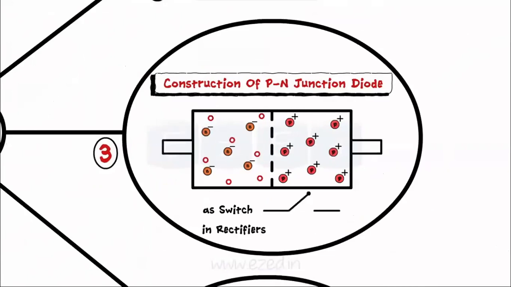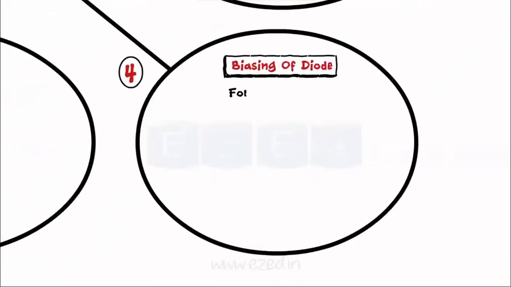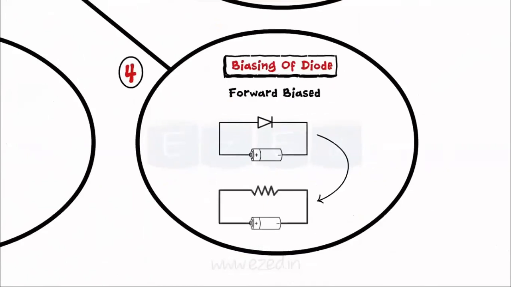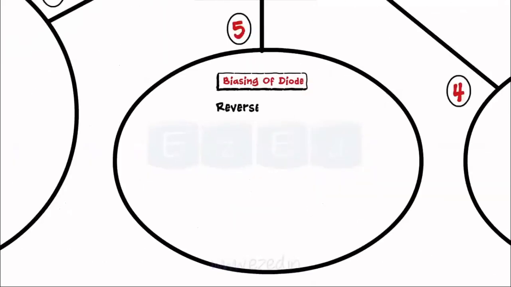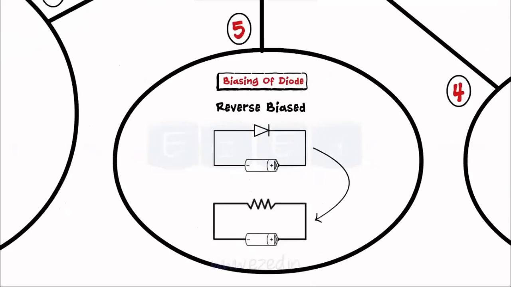or in rectifiers. When the diode is in forward bias, its equivalent resistance decreases to a few ohms, and the diode allows the current flow, hence it acts as a closed switch. When the diode is in reverse bias, its equivalent resistance attains a very high value of a few mega ohms, 10 raised to 6 ohms, and blocks the current, acting as an open switch.